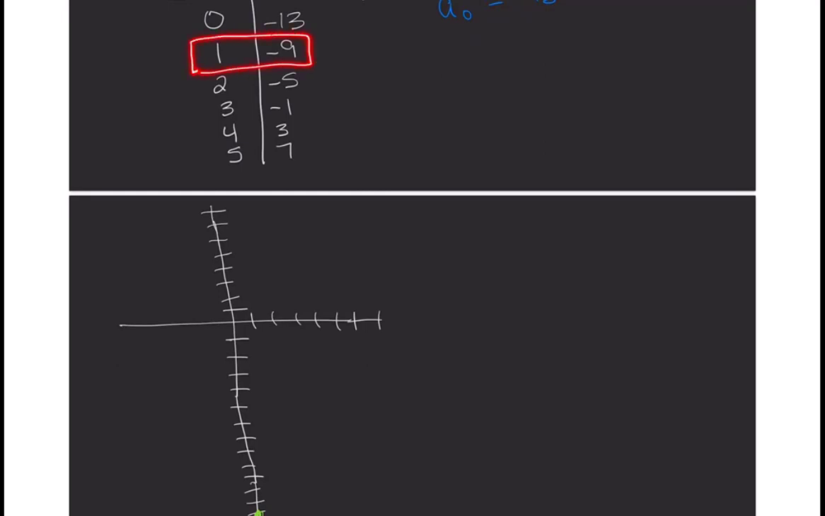This is telling us the point 1, negative 9. So over 1, down 9. 1, 2, 3, 4, 5, 6, 7, 8, 9. Then we got the point 2, negative 5. Three, negative 1. 4, 3. 5, 7.